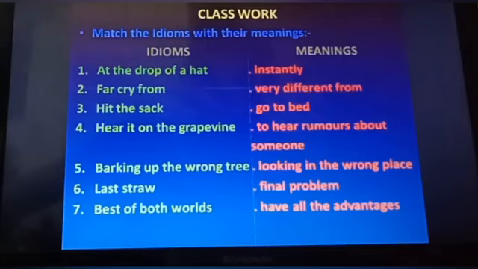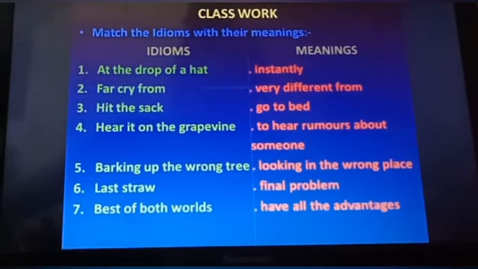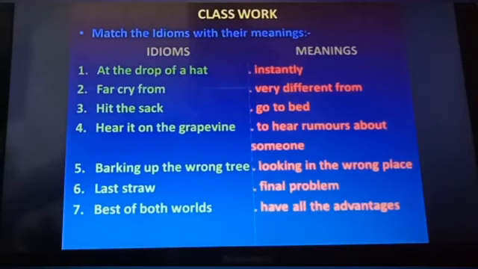Hit the sack, go to bed. Generally, your parents say to you, go and hit the sack. It means you go to bed. Hear it on the grapevine means to hear rumors about someone. Rumors means the things that you are getting from another person. Barking up the wrong tree, looking in the wrong place. Last straw, final problem. Best of both worlds, have all the advantages.